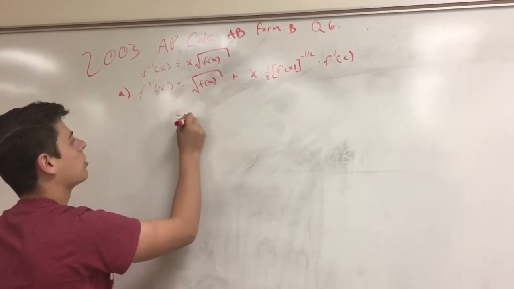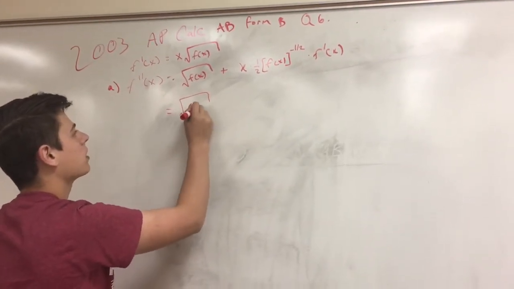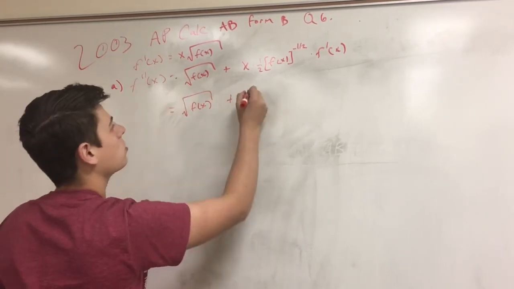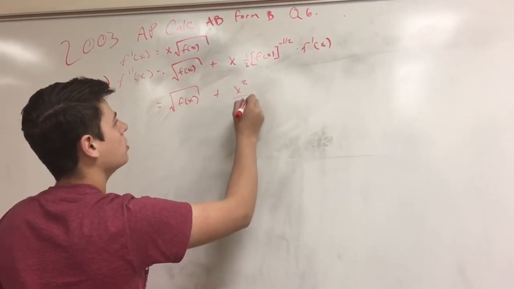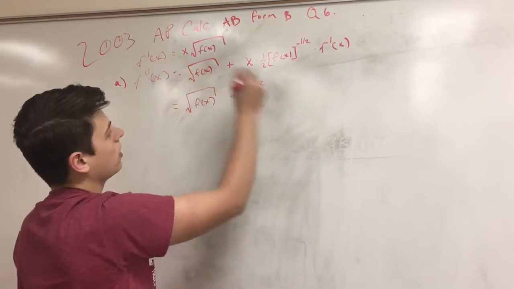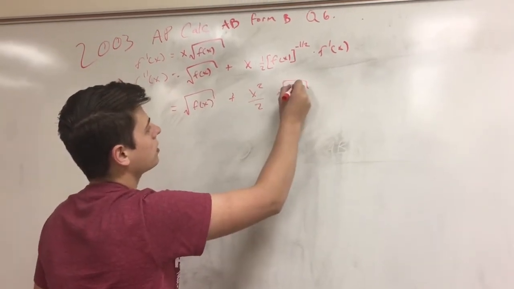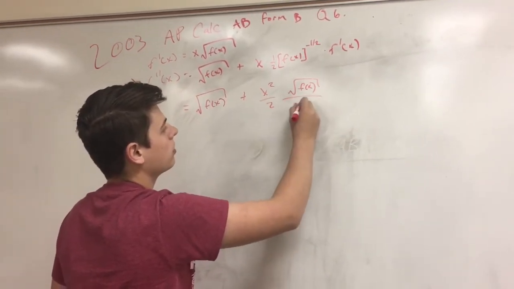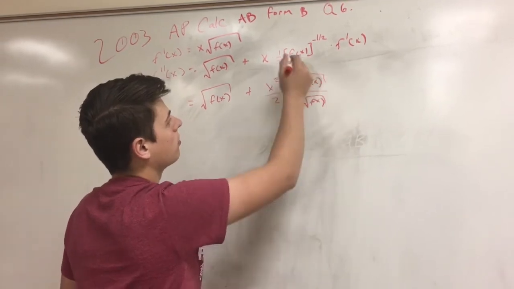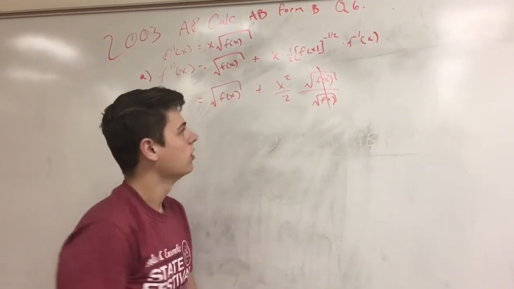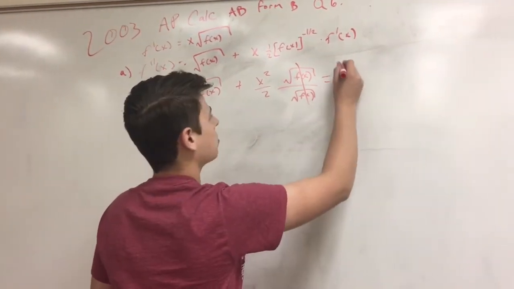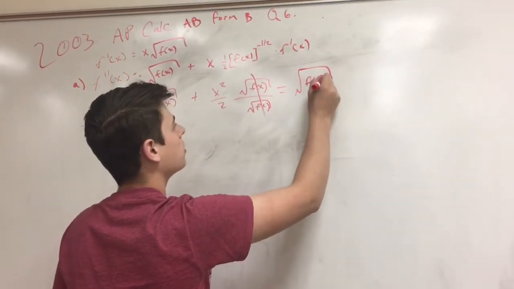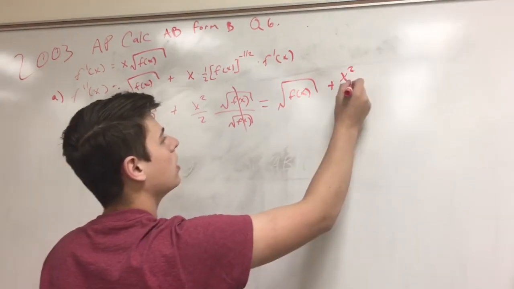So then we get f double prime is equal to the square root of f of x plus x squared over 2. And then we're going to have the square root of f of x divided by the square root of f of x from right there, and those will just cancel out. So then we get that it's equal to the square root of f of x plus x squared over 2.